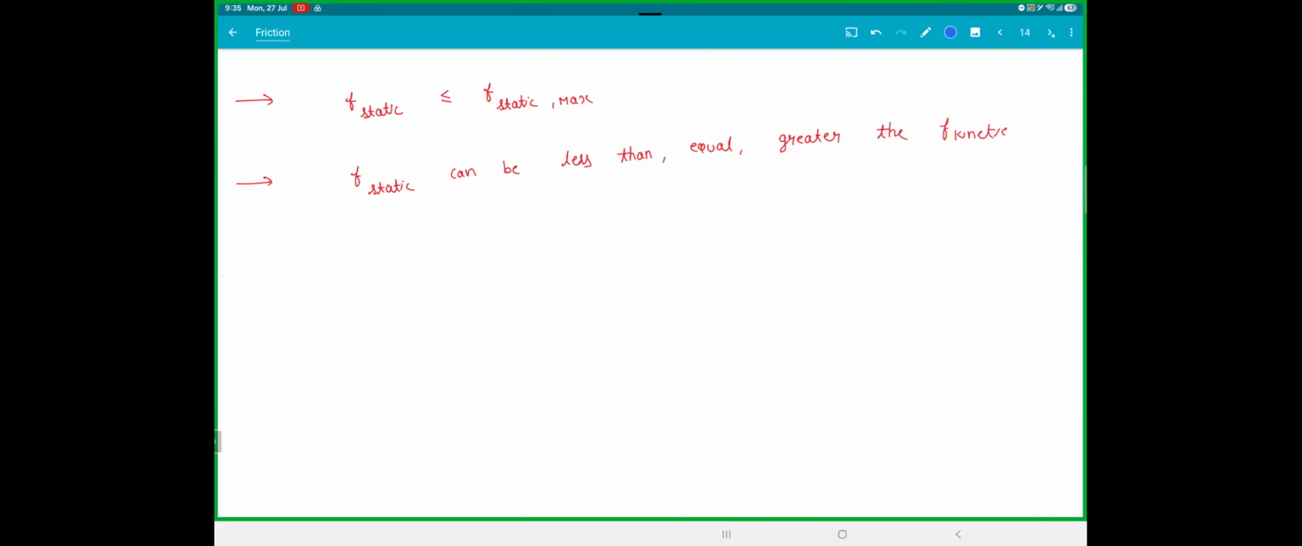And there's one more thing. When you say it is not slipping, what do you mean by not slipping? This is one thing you should be very clear about. You say two surfaces are not slipping if they have no relative motion.